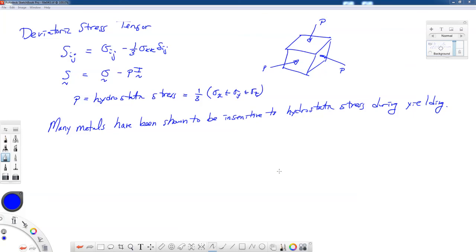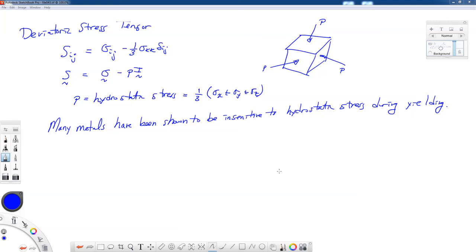Okay, so these experiments go back to the 20s and 30s. Mises himself did some, and Taylor and Quinney did some experiments. They're outlined in Hill's book, Theory of Plasticity. And it's generally accepted then that this is the case. Now, while many metals are insensitive to hydrostatic stress, not all materials are insensitive as far as yielding goes. Geomaterials in particular may have some porosity, and they can absorb water. You can have hydrostatic stress sensitive materials in that case.